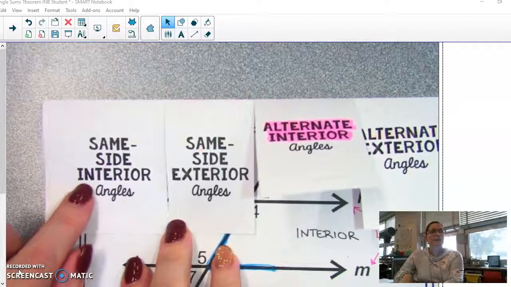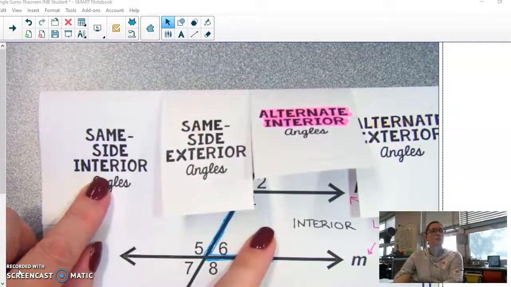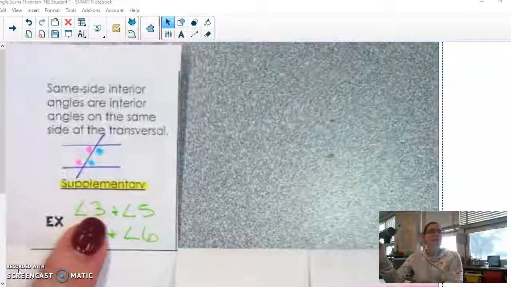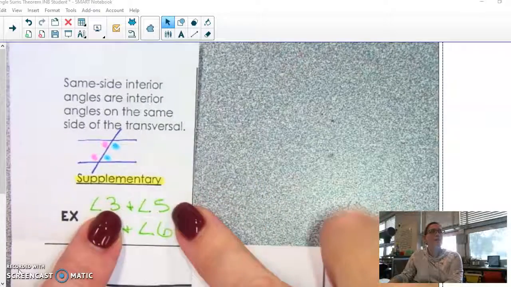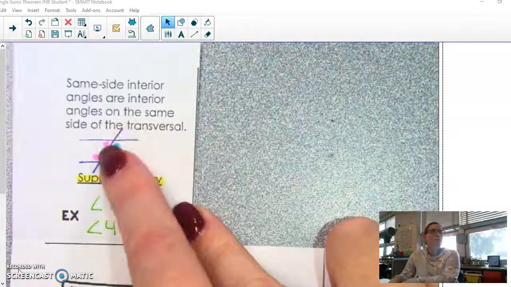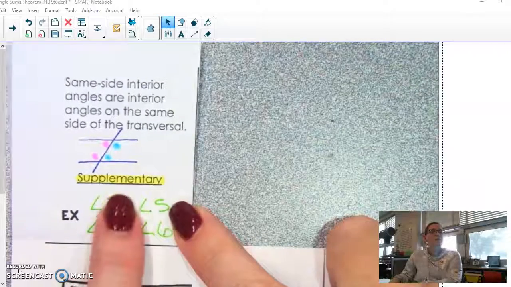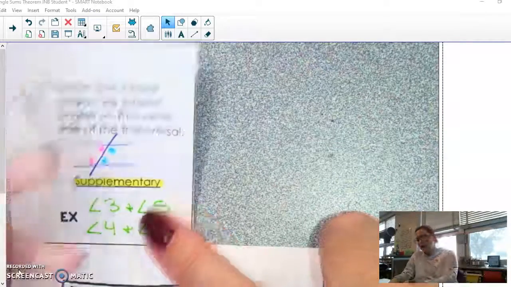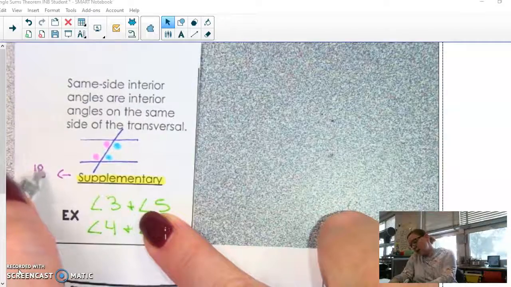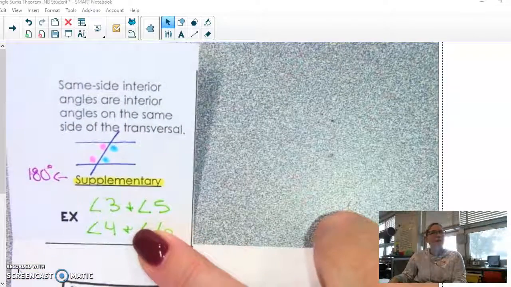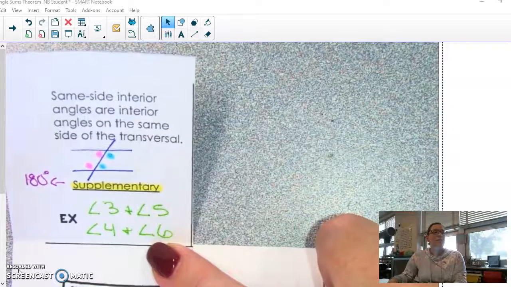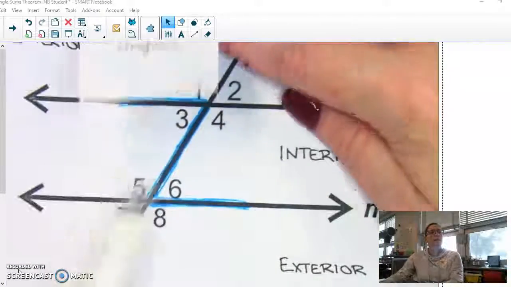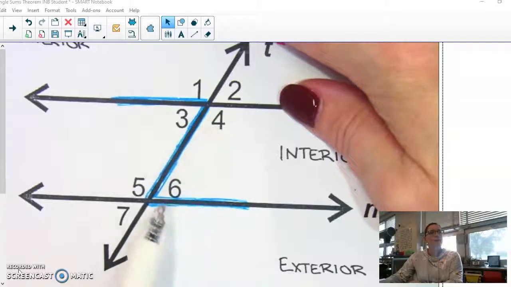So same side interior. So they're on the inside of the transversal line, and they're on the same side. So here's an example of what that looks like. Same side interior angles are interior angles on the same side of the transversal. So here's the transversal. They'd be on the same side of each other. These are supplementary angles. So if you were to add them up, they would add up to 180 degrees. Feel free to add that in if you want to remind yourself. 180 degrees. And the examples on the transversal down below would be angle 3 and 5 and 4 and 6. And they kind of look like that. So if we look at the inside, 3 and 5, 4 and 6.